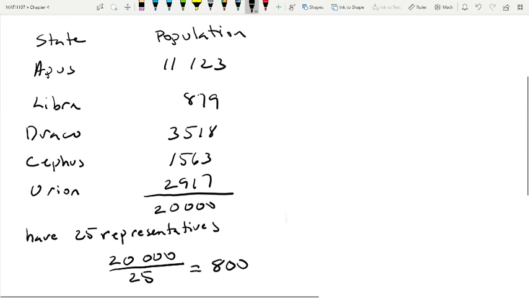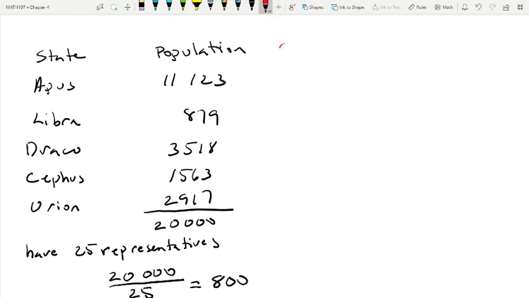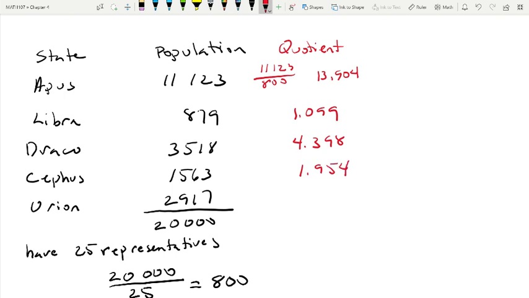And so now we're going to figure out what would be the quotient. To get that number, we just take the population of that state, in this case the 11,123, divided by the divisor, and we get 13.904. We would do the same thing for each of the other ones in our list and write down the quotient for each, and then we get 3.646.